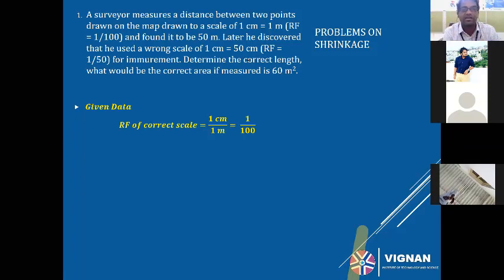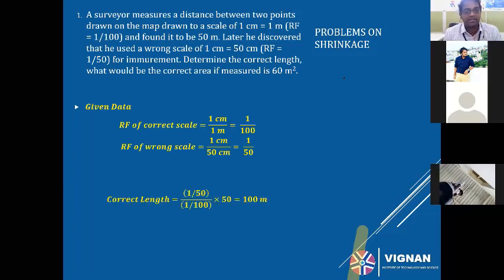So let us calculate the representation factor of correct scale. Correct scale is 1 by 100. Representation factor for wrong scale is 1 by 50, right? So correct length is given by representation factor of wrong scale divided by representation of correct scale, right, into 50. Why 50? In the question he said that it is 50 meters, right? So the actual correct answer is 100 meters. That measurement is actually 100 meters.